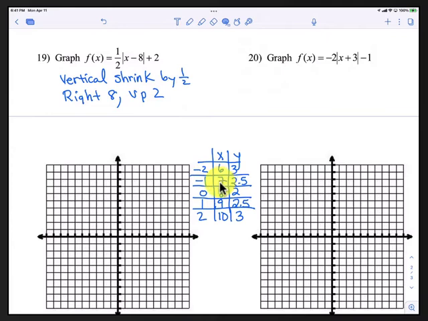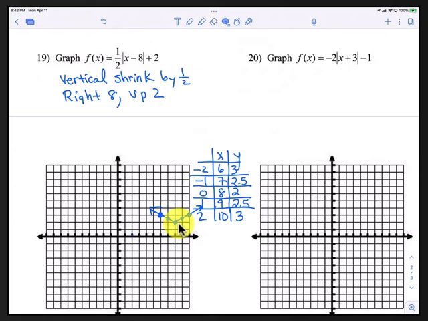Then if you just plug in the rest of these numbers, 7, you get 2.5. If you plug in 8, you'll get 2. If you plug in 9, you'll get 2.5 for y. And if you plug in 10, you'll get 3 for y. Now, what does that look like on the graph? These are the 5 points, and you just draw the V shape through those points.